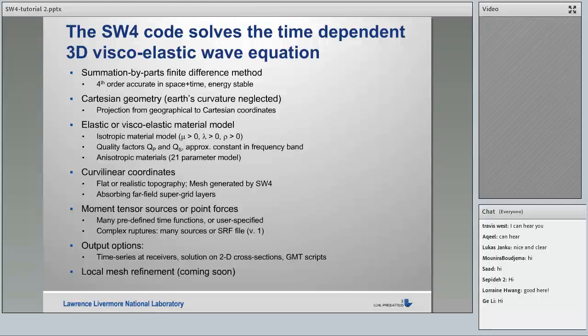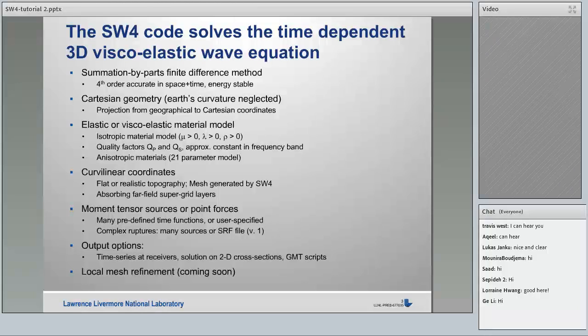We focus on local and regional simulations, so up to a couple of 100 kilometers from a seismic event. The equations are solved in Cartesian coordinates, and we use a projection from the geographical coordinates to the Cartesian coordinates that we use in the code. So this neglects the curvature of the Earth. If you want to solve wave propagation in a domain that is larger than, say, 500 kilometers in the horizontal direction, this is not the code for you.